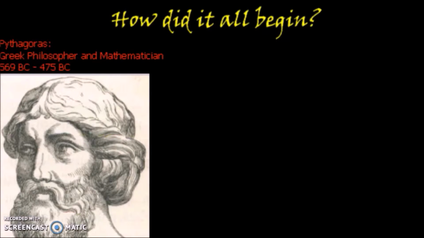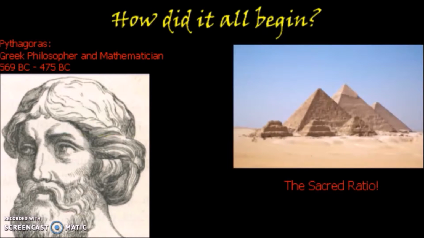The Egyptians thought that the golden ratio was sacred and very important in their religion, and used the golden ratio when building temples and places for the dead.